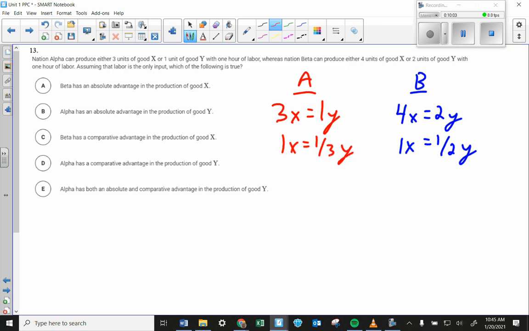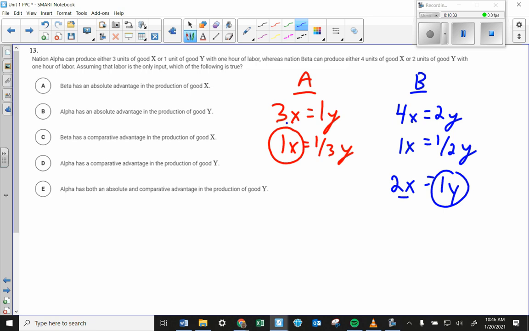So if that's the case, since a third is smaller than a half, then alpha should produce the X, and if alpha is producing the X, that means beta should produce the Y, and we can solve for Y over here. We know that 1Y is equal to 2X, and since 2X is smaller than 3X, then indeed they should produce the Y. And when you do that, then you know that the answer is beta.